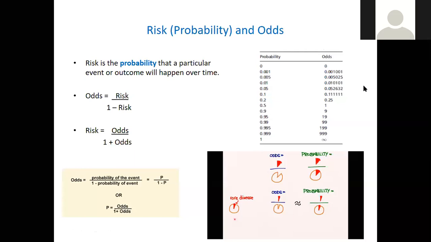So the risk is the probability of it raining, divided by the probability of it not raining, which means 1 minus the probability. That is why odds is risk over 1 minus risk.